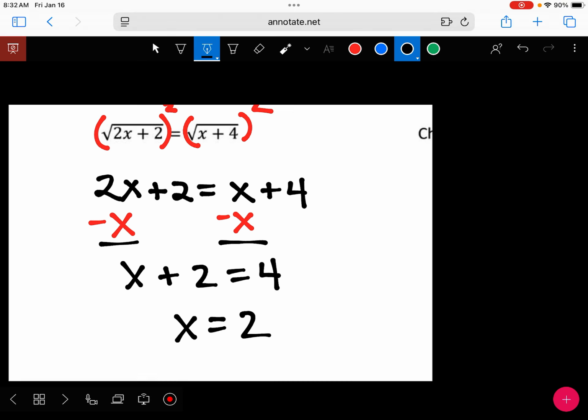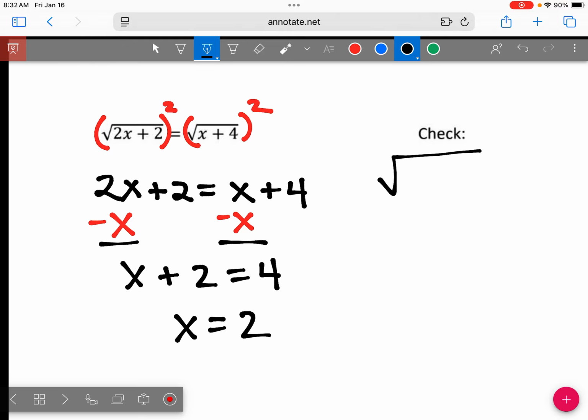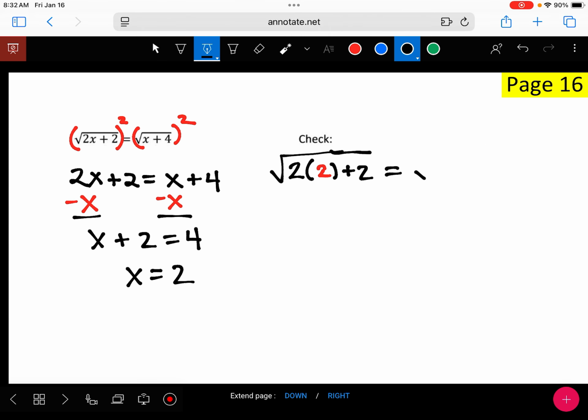All right, let's do our check. So I have the square root of 2 times 2 plus 2 equals the square root of 2 plus 4. So go ahead with your calculators. Type this in, see what you get. Type this in, see what you get. They need to be the same number. If we get the same number, that means it worked.